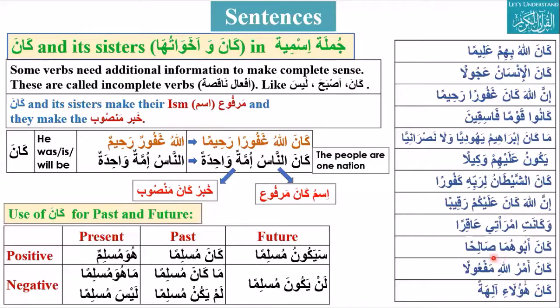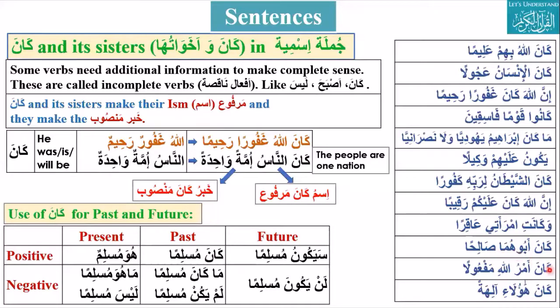Kana abuhuma salihan. Kana abuhuma salihan. Kana means he was. Abuhuma, abu, father, huma, of the two, both of them. Father of both of them. Salihan means Salih, the righteous. Not just righteous. So Abuhuma, Hassan, is it khabar of Kana or ism of Kana? Ism of Kana, because it is marfu. And Salihan? Khabar of Kana. Yeah. Father of both of them was righteous.